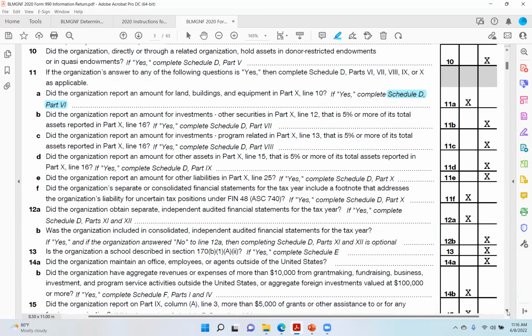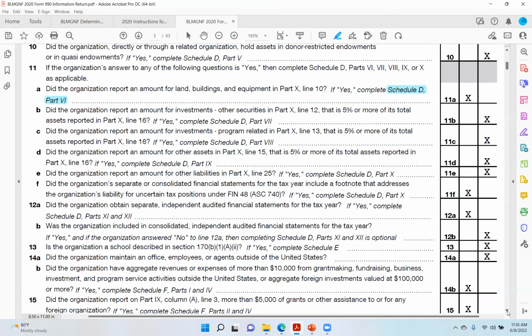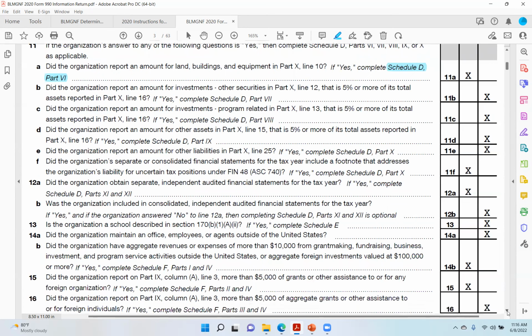11C, did the organization report an amount for investments, program related? No. 11D, did the organization report an amount for other assets in Part 10, line 15, that is 5% or more of its total assets reported in Part 10, line 16? See, we haven't even gotten to Part 10 yet. So we have to go with what they're saying here and talk about it more when we get to Part 10, but the answer is no.